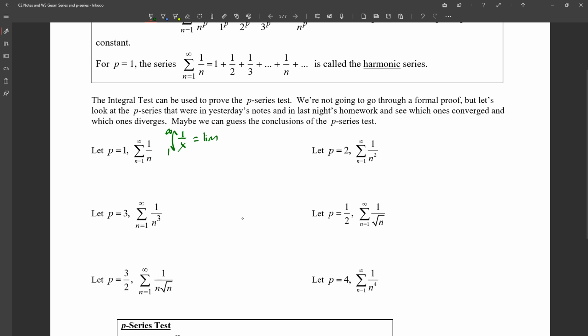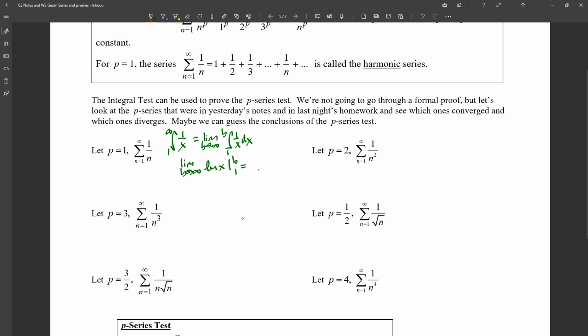All right, so let me just do a few problems here to illustrate this for you. Here I have the limit as b goes to infinity of the integral from 1 to b of 1 over x dx. And then this would be equal to the limit as b goes to infinity. The integral of 1 over x is ln of x from 1 to b.